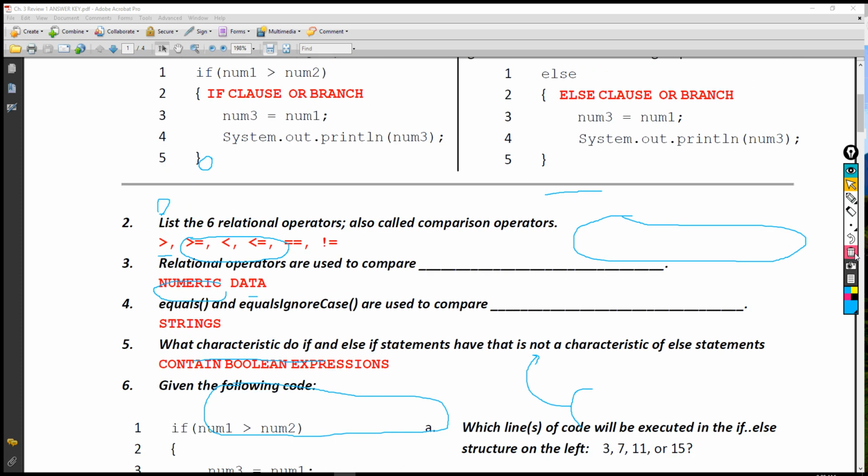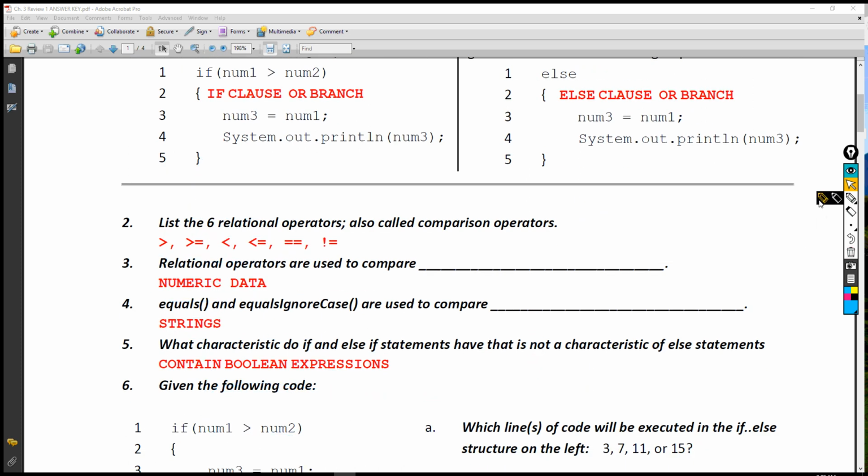Number 2. So these are the 6 relational operators. Relational operators are used to compare numeric data or numbers. And we distinguish that because when you compare strings, you've got to use the equals and the equalsIgnoreCase. So those are used to compare strings.